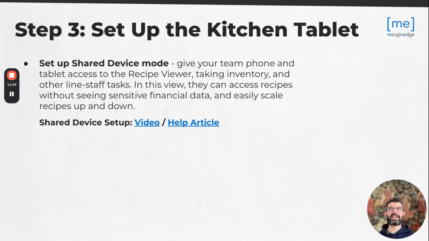Next, you'll set up your kitchen tablet. So you can give your team phone or tablet access to the recipe viewer and a few other things like taking inventory and uploading invoices without giving them access to any financial information in your restaurant. To do so, you would just take any tablet or any phone, and you'd be able to scan a QR code that you pull up on the web app and lock that device into what we call shared device mode. So that way they can't access any other parts of the MarginEdge app.